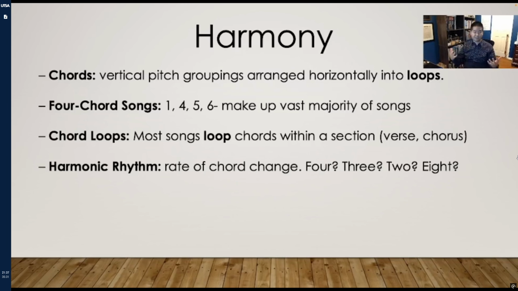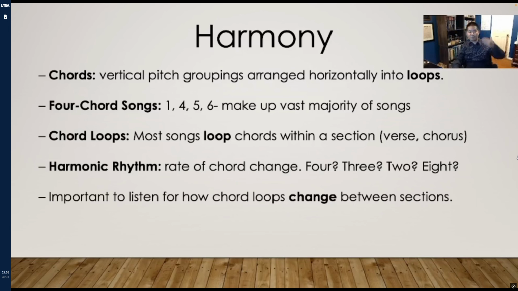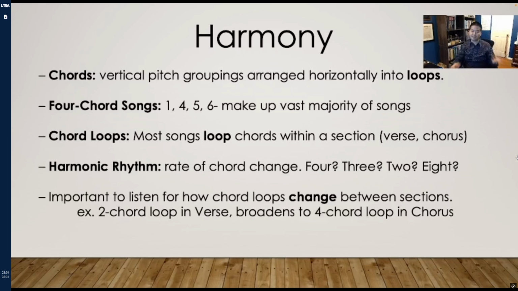Do you hear 4 chords in the loop, like you just heard me play? Or maybe 3, which means one of the chords is going to be double length, twice as long? Or just a shuttle between 2 chords, going back and forth? Or maybe even 8 chords, that's sort of the longest chord loop, which might traverse quite a distance before it repeats. Specifically, it's important to listen how the chord loops change between sections. Did you hear a section, for example, maybe start with a 2-chord loop in the verse, and then broaden out to a 4-chord loop with a quicker rate of change in the chorus?